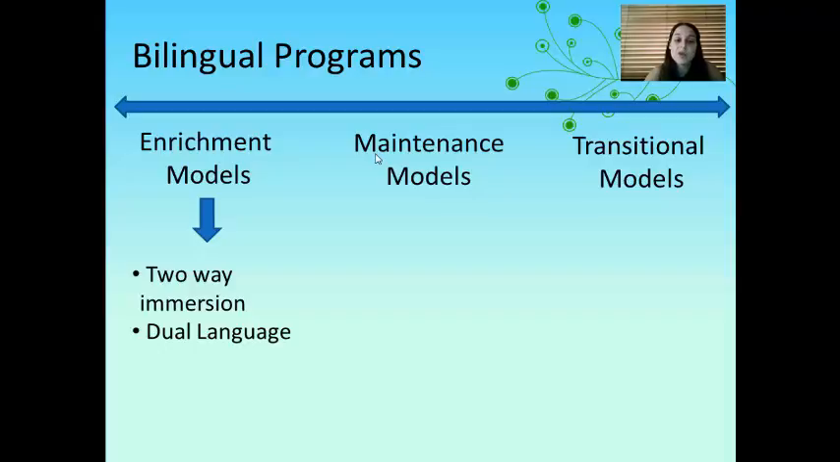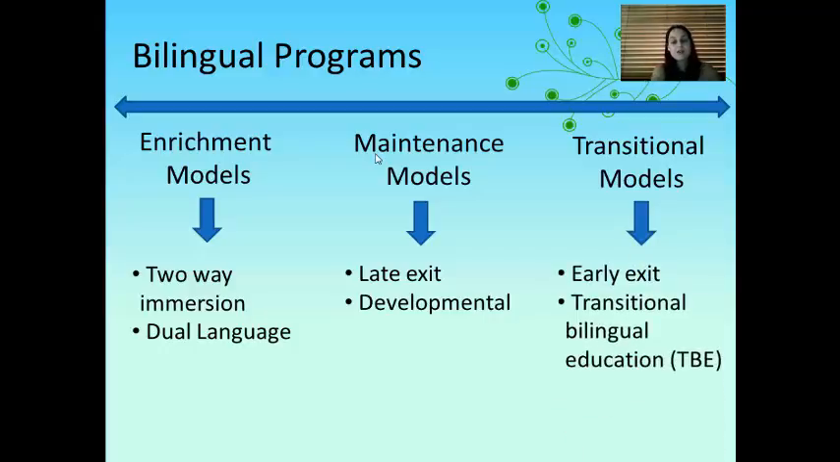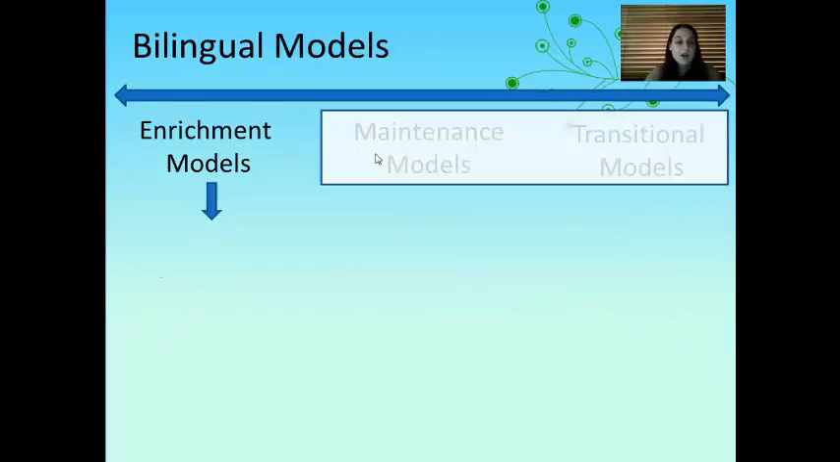Enrichment models are sometimes called two-way immersion or dual language programs. Maintenance models are sometimes called late exit or developmental programs. And transitional models are called early exit or transitional bilingual education. And we're going to be talking about each of these and the goals, the target population, and the subject matter. Okay, so let's start with the enrichment models.